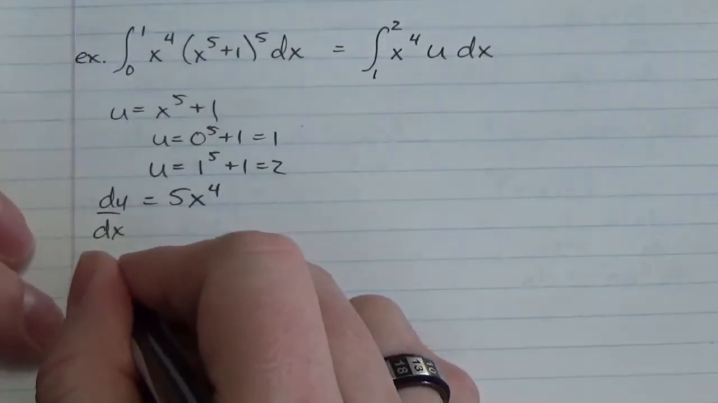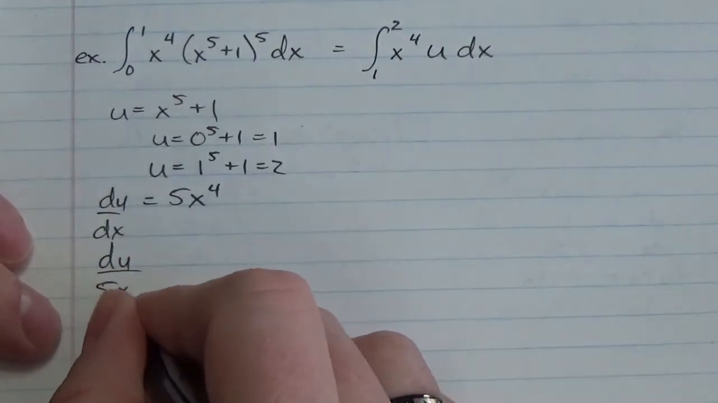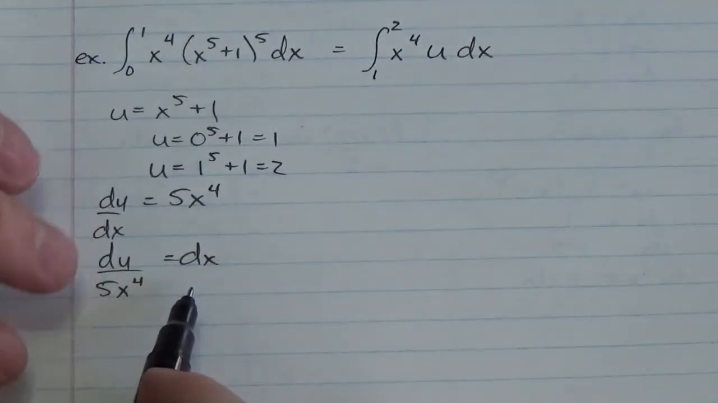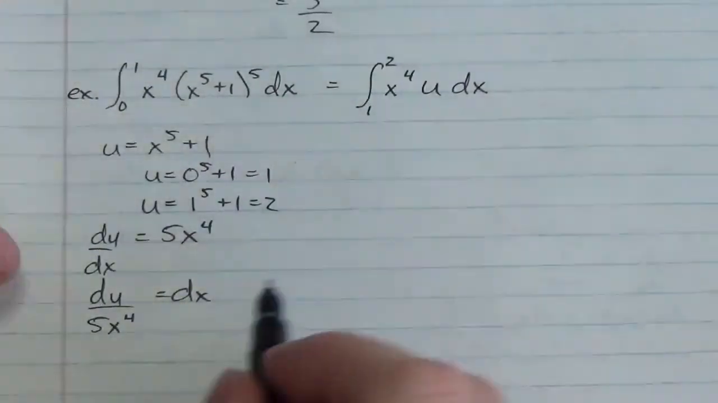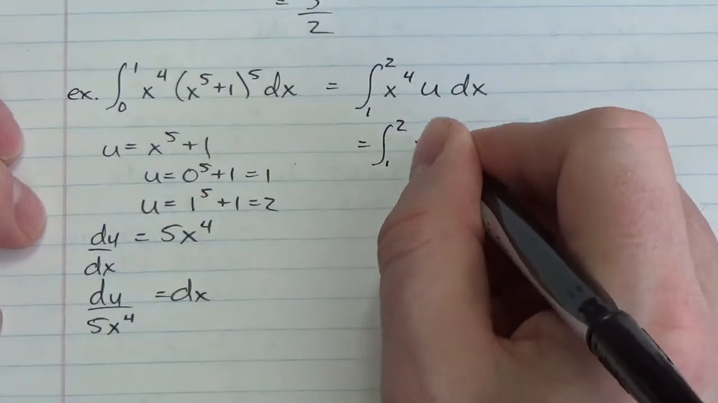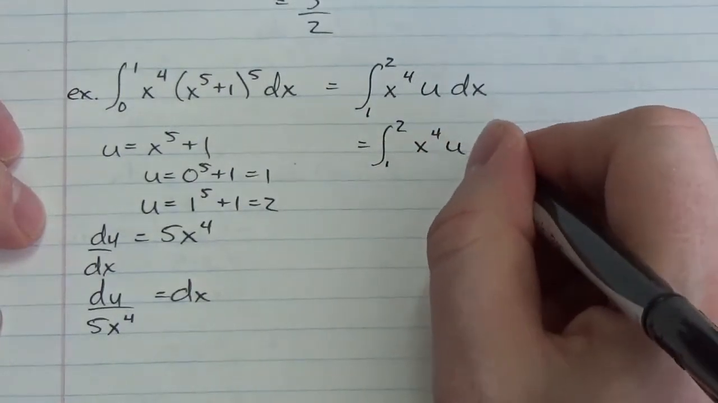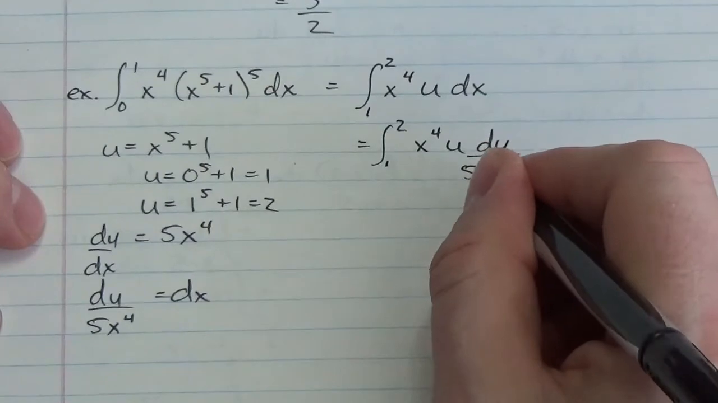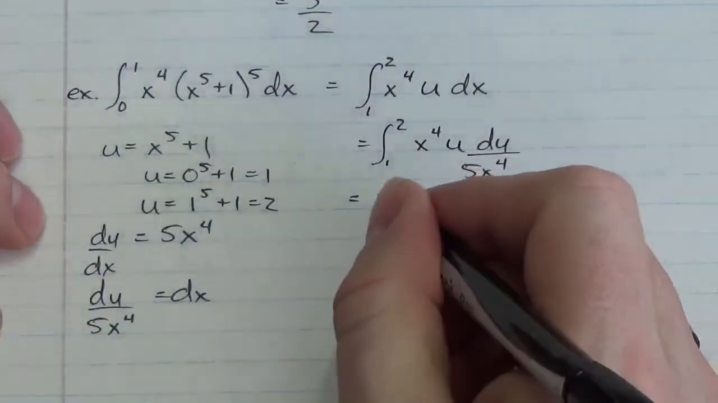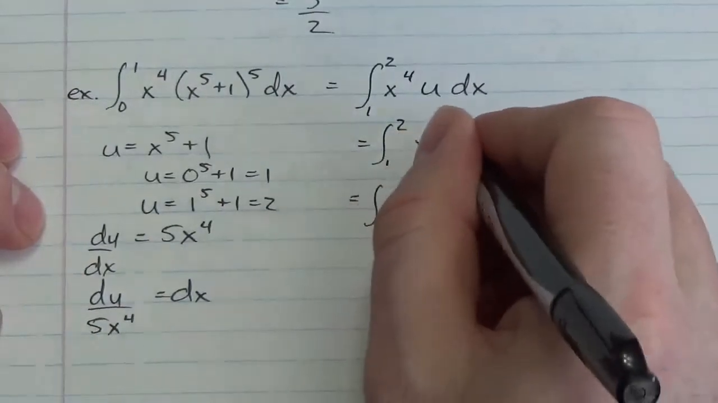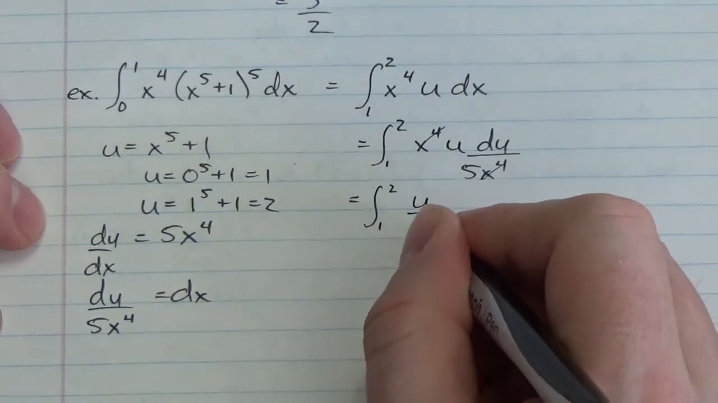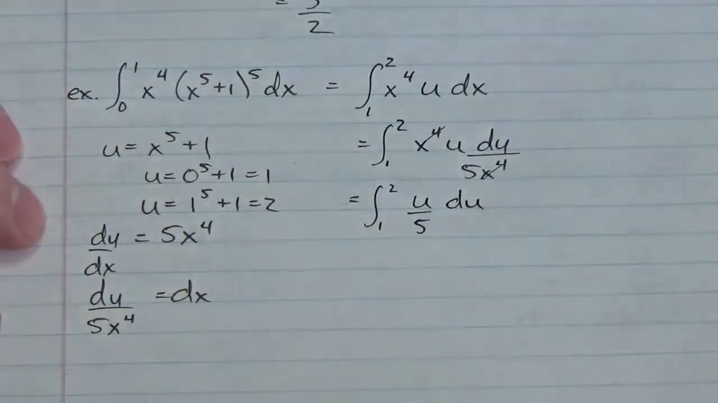And like I've done in the past, I am going to spend a moment here isolating the dx, the differential with respect to x. Then I'm going to come back up to my expression and make that substitution. So this is now going to be the integral from 1 to 2 of x to the fourth u du over 5x to the fourth. And so now what I'm left with, after the x to the fourth factors cancel, is the integral from 1 to 2 of u over 5 du.